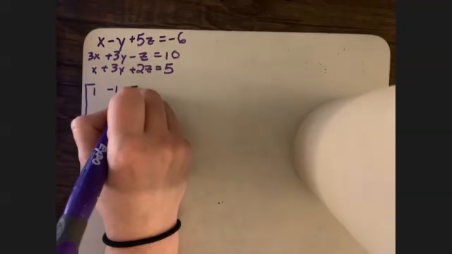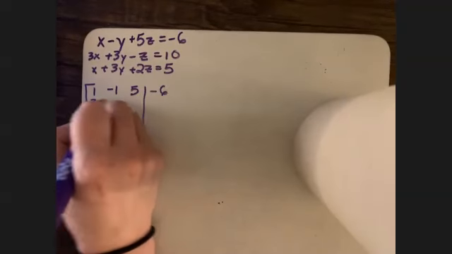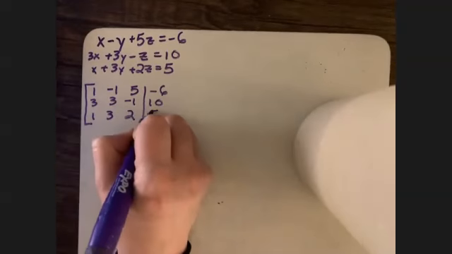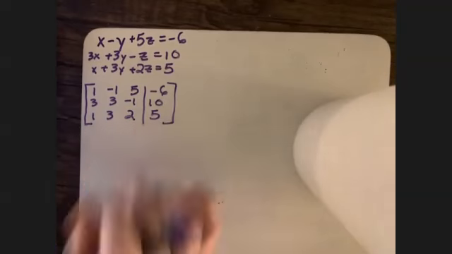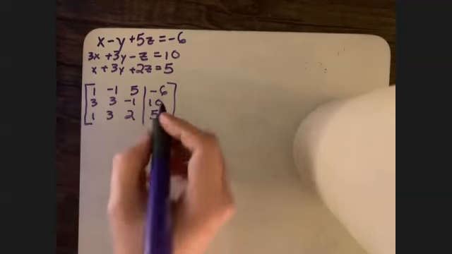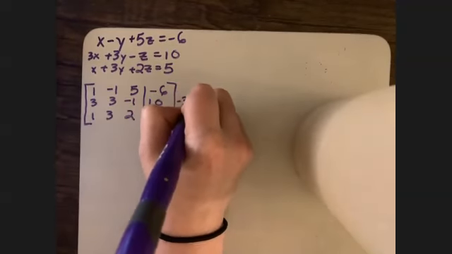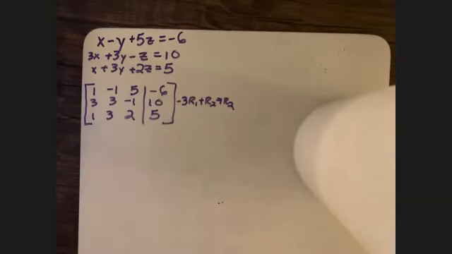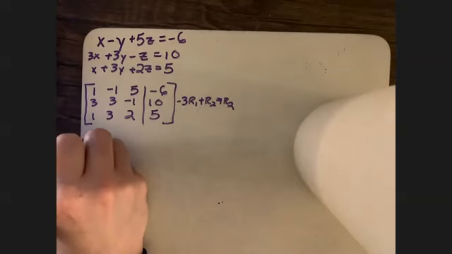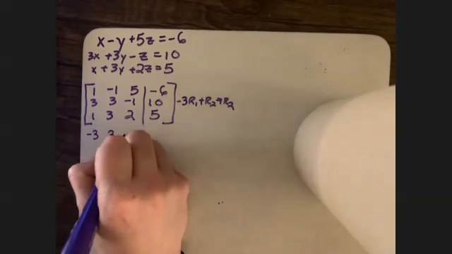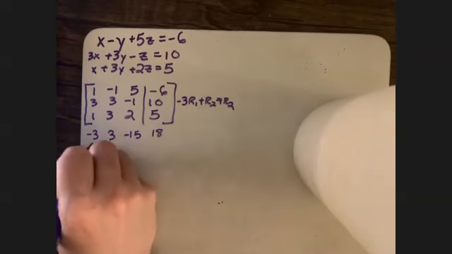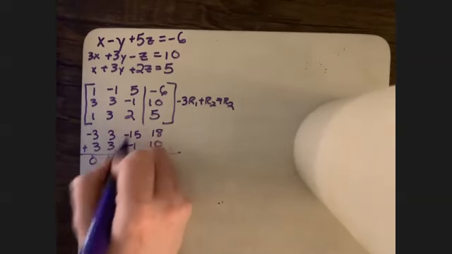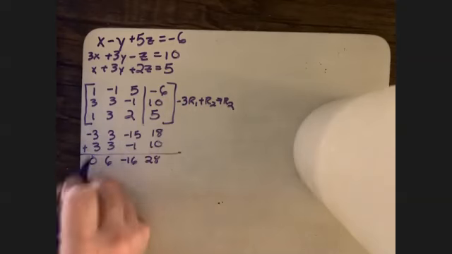1, -1, 5, -6, 3, 3, -1, 10, 1, 3, 2, 5. Okay, so I've already got a 1 right here. So I'm going to start with -3 row 1 plus row 2, and that's going to be my new row 2. Okay. So writing my stuff down, that's going to be -3, 3, -15, 18, 3, 3, -1, 10. It's going to be 0, 6, -16, and 28.